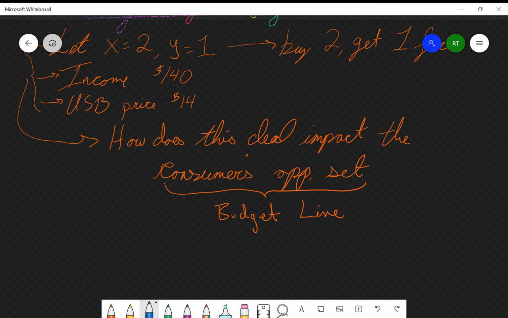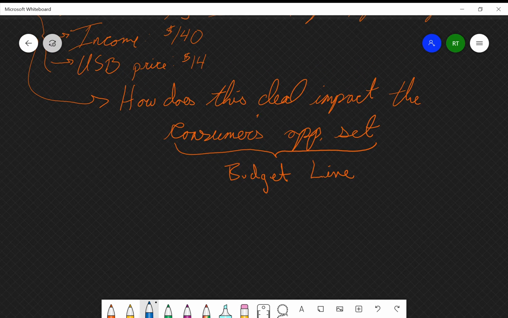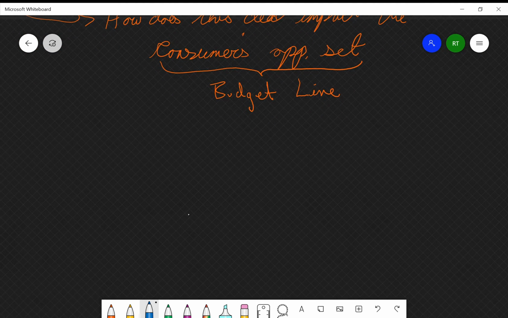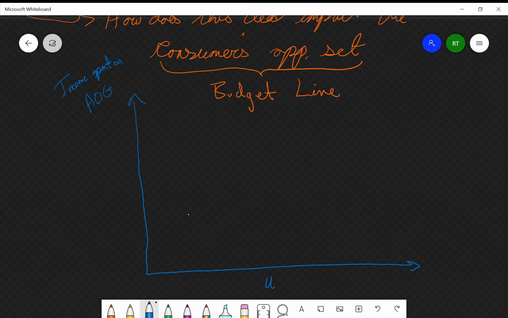Switch our pens over. The first thing we're going to want to do is set up our initial graph. So what do we have on the y-axis? We're going to have income spent on all other goods. We've seen this abbreviated elsewhere as all other goods. We're not assuming there's some price for all these other goods, just that this is the leftover income. And on our x-axis, well, that's the thing with the buy X get Y free deal, so this is going to be USB drives.